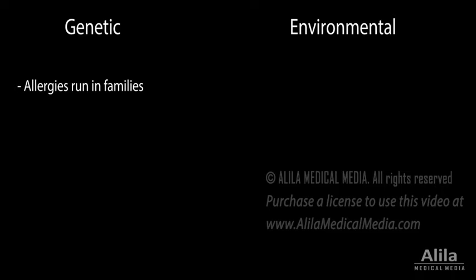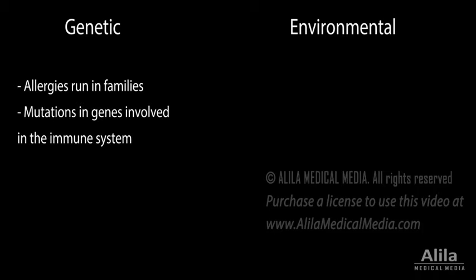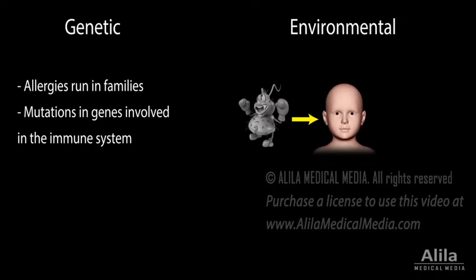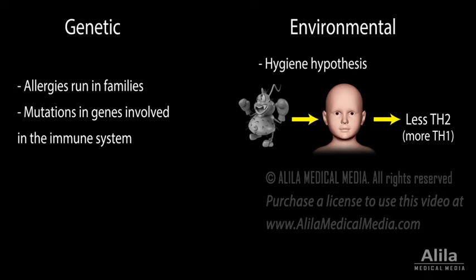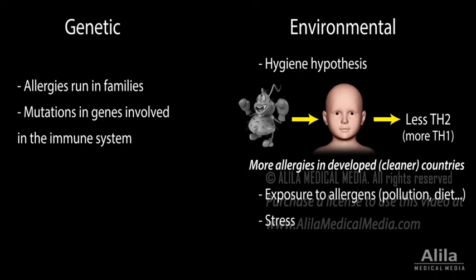Allergies tend to run in families. What is inherited is the susceptibility to allergic reactions due to irregularities in the makeup of the immune system. Early childhood exposures to bacterial and viral infections are thought to suppress TH2 cells and are therefore protective against allergic diseases. This theory, known as hygiene hypothesis, implies that living in too sterile an environment is a risk factor for allergic diseases. While still a hypothesis, it does partly explain the higher prevalence of allergies in developed countries. Other risk factors include exposure to allergens and stress.